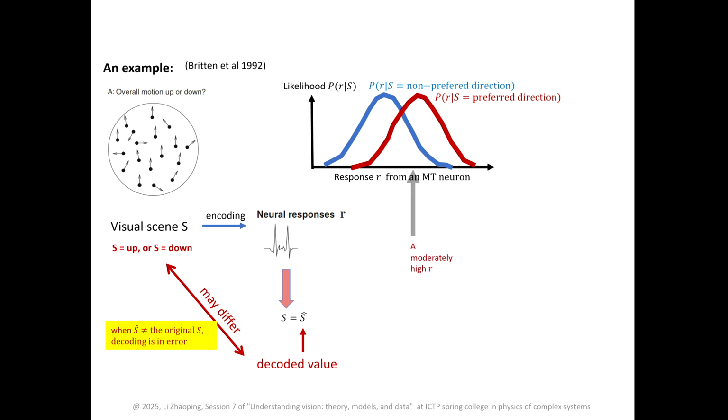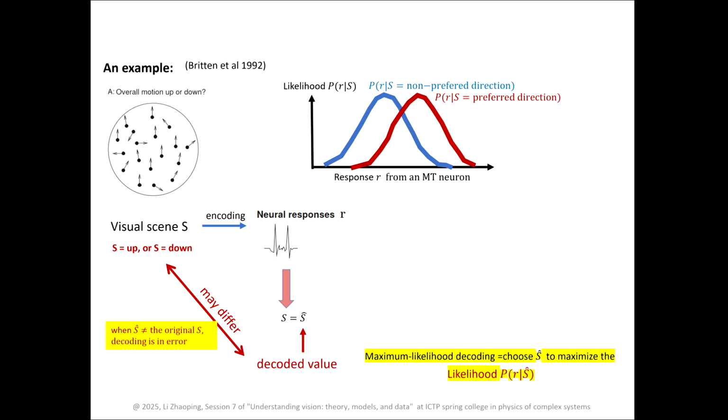However, when the response is not high enough in this example, then it's uncertain. From this neuron's response property, the preferred motion direction, upward in our example, is more likely the correct answer, if the original S is equally likely to be upward or downward a priori. Similarly, this lower response should make a better choice of S hat being the downward direction.